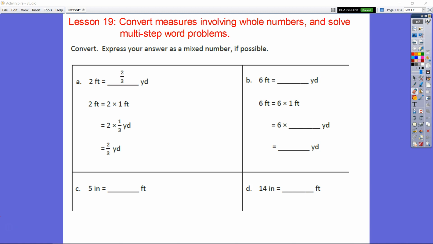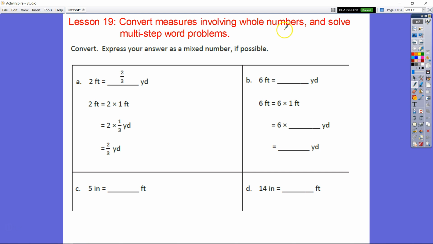Module 4, Lesson 19. We'll be converting measures involving whole numbers and solving multi-step word problems. So let's take a look at B here. Once again, A is done for you. We're going to jump straight to B. So it says we have 6 feet, and we know that 6 feet is equal to a certain amount of yards. Well, I don't know.